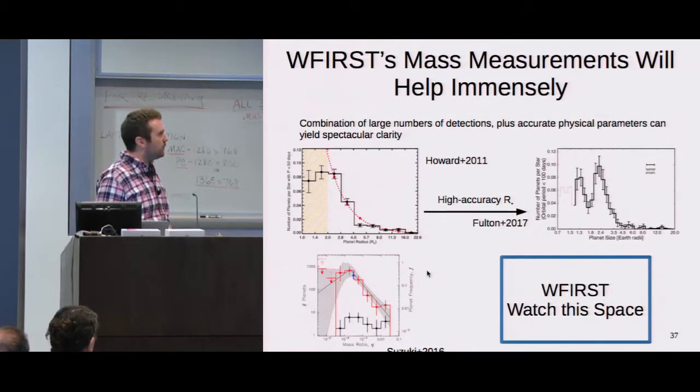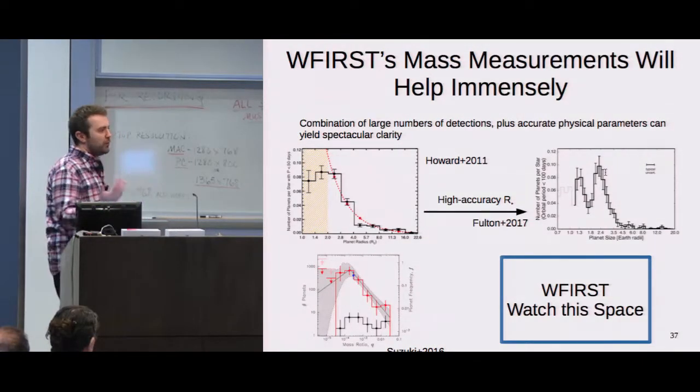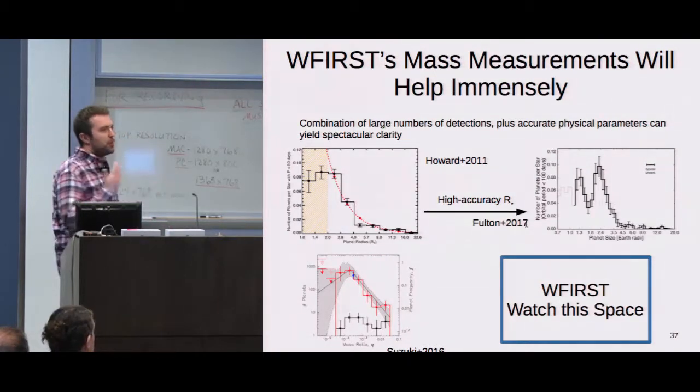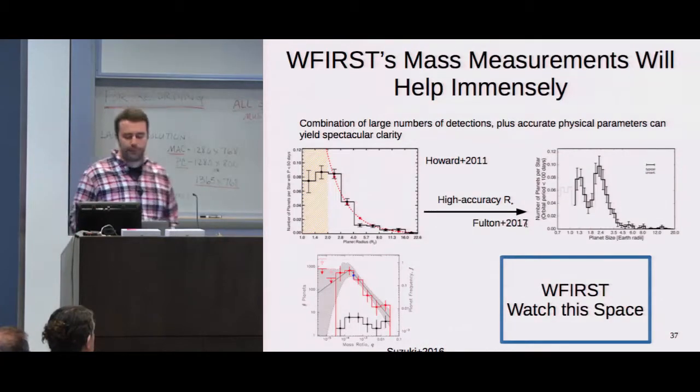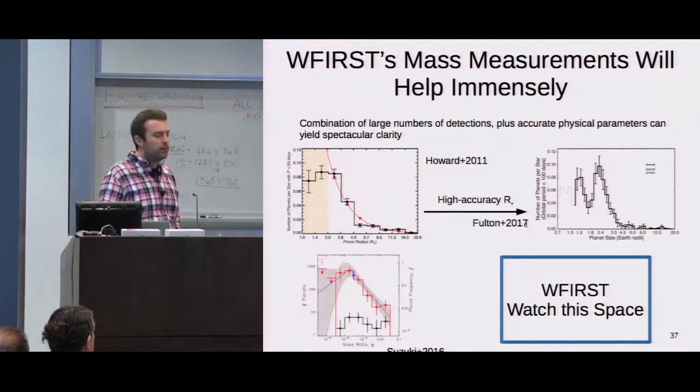But the masses that you get from WFIRST will allow you to remove that convolving factor of the stellar mass and hopefully resolve features in the planet mass function, which is likely to be the physical variable that planet formation cares about.